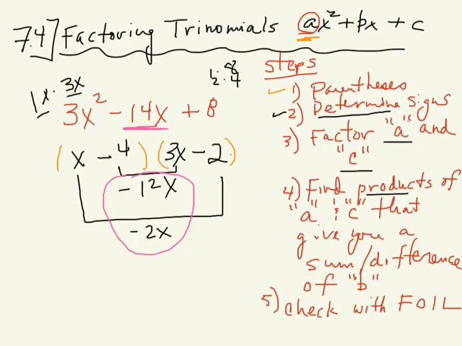All right, so let's check this. First terms multiplied, 3x times x, that's 3x squared. Outside terms multiplied gives you a negative 2x. Inside terms multiplied, negative 4 times 3x gives you a negative 12x. Combine those together, that should give you negative 14x, and it does. Last terms multiplied, negative 4 times negative 2 gives you a positive 8. So this is your answer. Lot of steps to get there. It's not an easy thing.